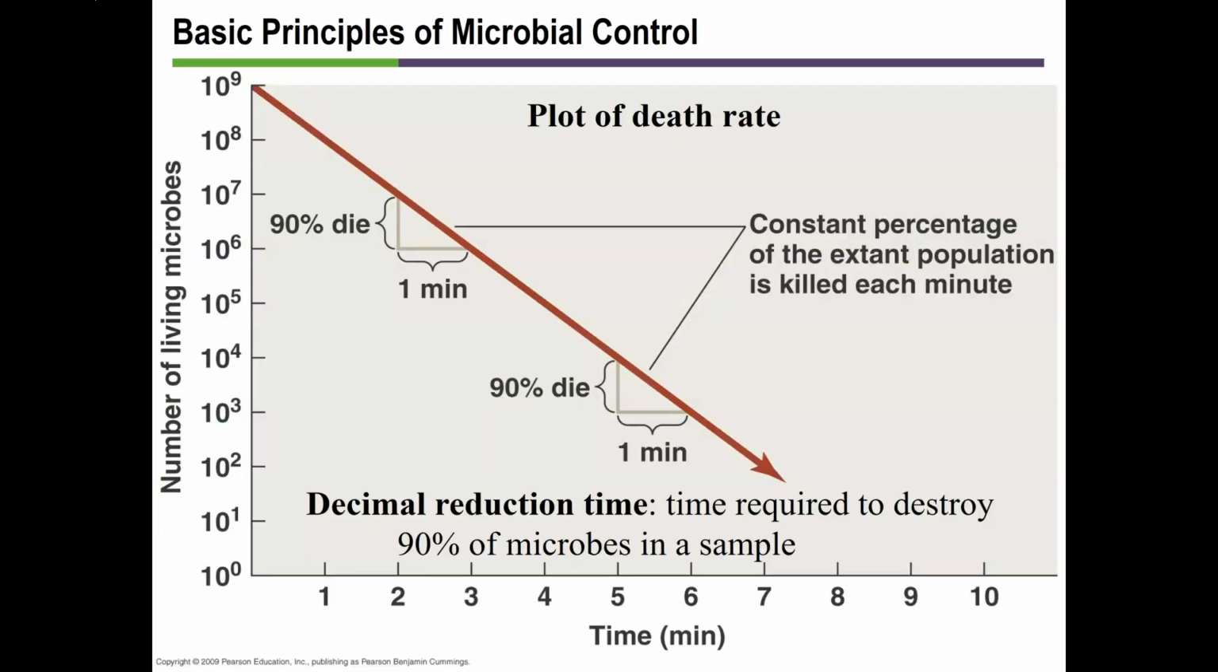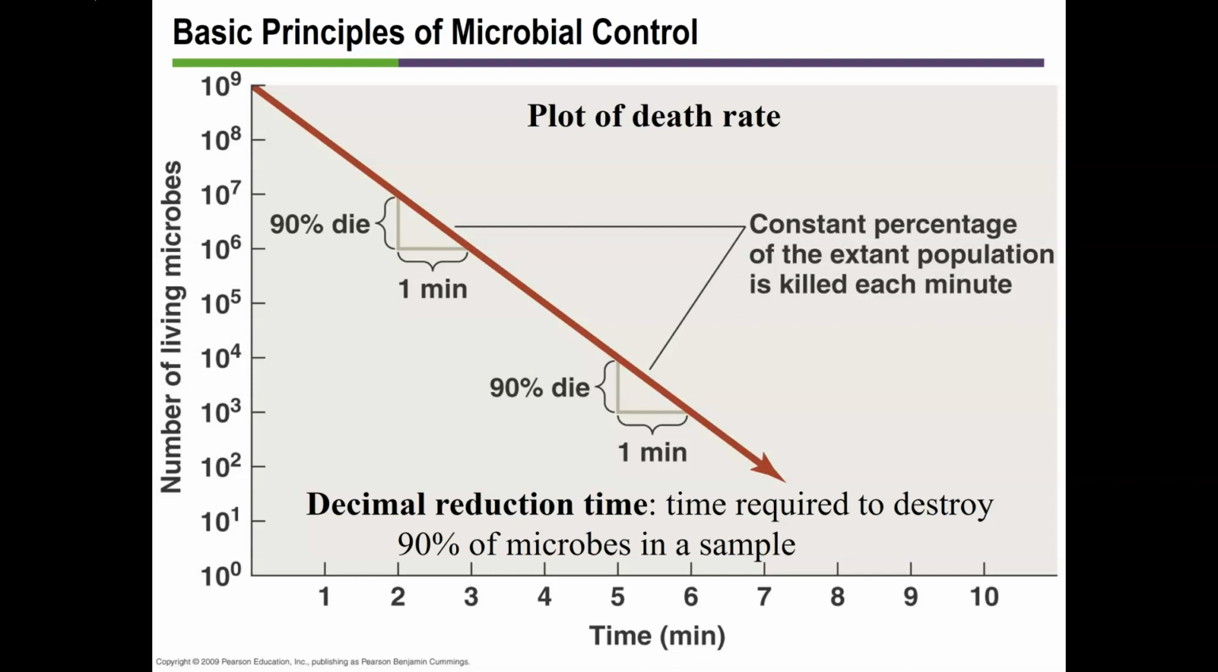This next figure is pretty important. It's showing you what's called a decimal reduction time, or D value for short. How can you determine a D value from looking at a graph like this? Well, the first thing that you have to know is that decimal reduction time is indicating how long it takes to get rid of 90% of a population in the conditions given. When you get rid of 90% of a population, you decrease the population by 1 log value.